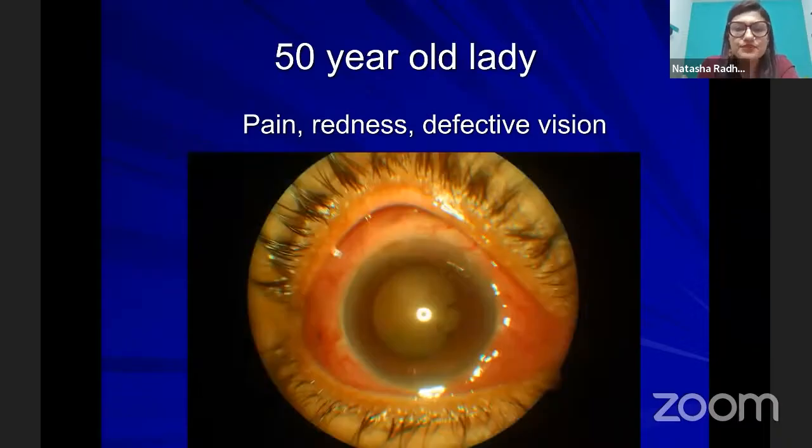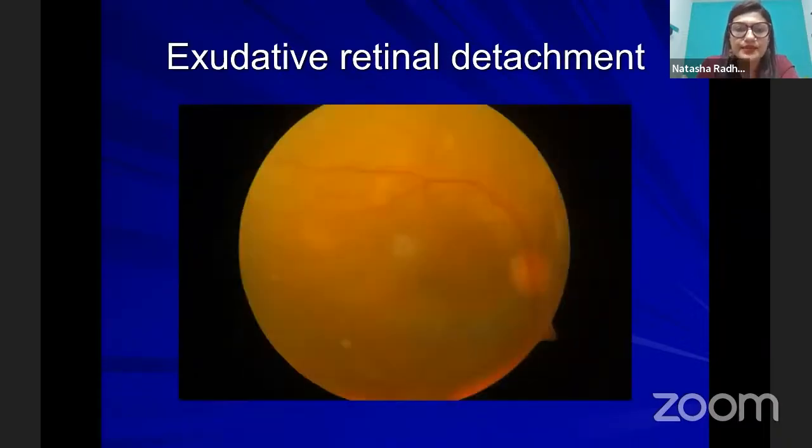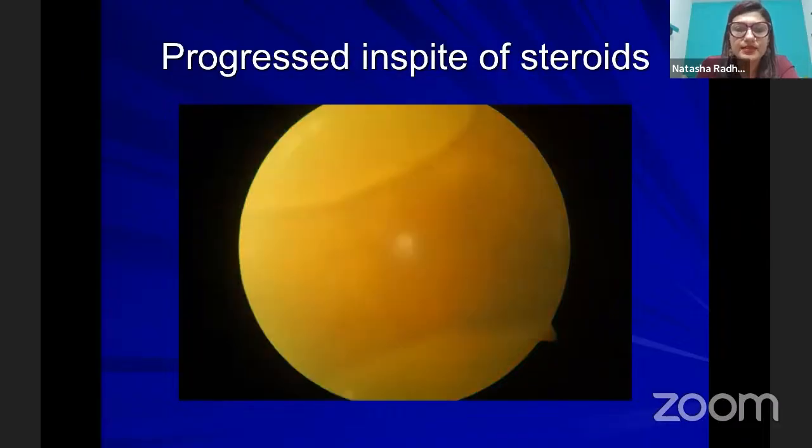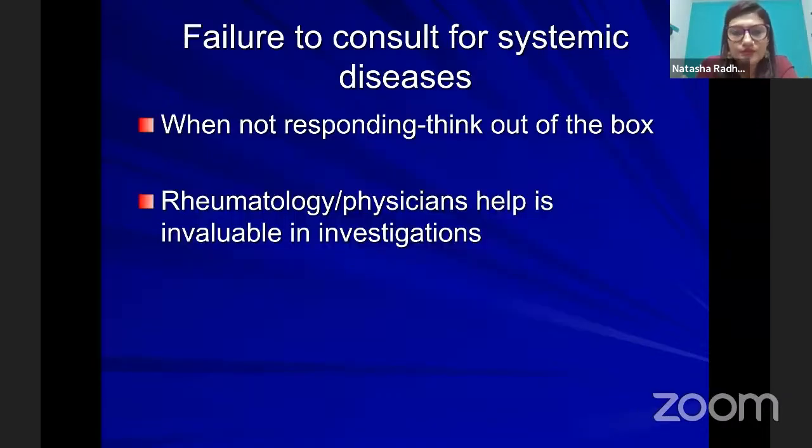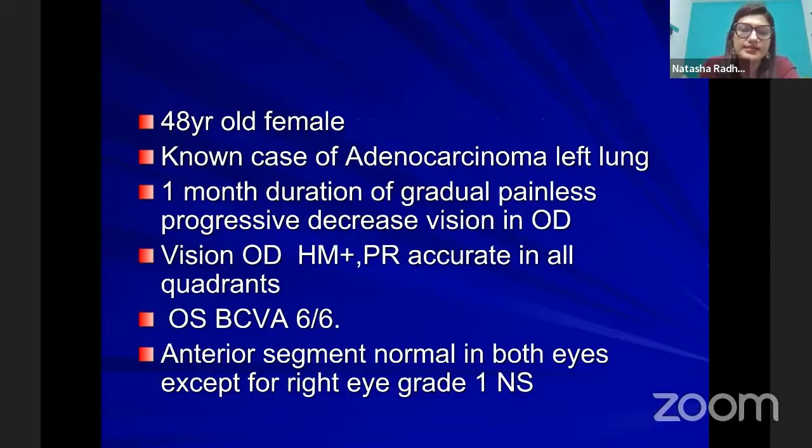This patient was a 50-year-old lady with pain, redness, and defective vision, who presented with exudative retinal detachment that continued to progress in spite of steroids. We had done routine investigations, but she was still not responding to immunosuppression or steroids. With more investigations, we realized that she has scleral thinning and she turned out to be ANCA positive. So you have to think out of the box when you're not having a response, and a rheumatologist and a physician's help is invaluable in the investigations.